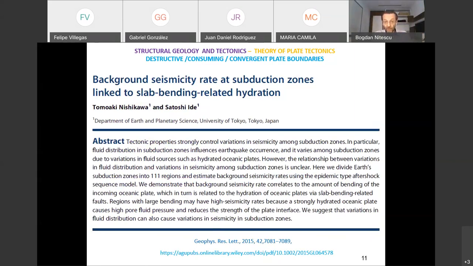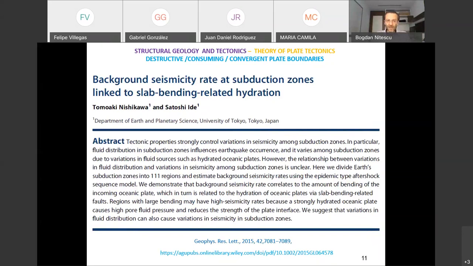And of course, you have people that dedicate their careers to studying this. So let's look at the title. It says, background seismicity rate at subduction zone linked to slab bending related hydration. I'm not going to read the abstract now. You will read it to try to understand what these people are talking about. If you are interested, I give you the link, you can download this paper and read it if you find it interesting. But this is just to illustrate how complex things are, and also to stimulate your imagination, to show you a path that, if you are interested, you can become researchers in a lot of things, whatever interests you.